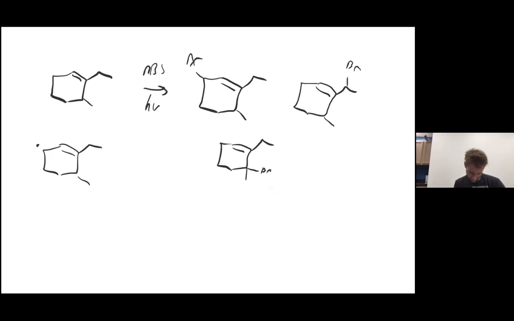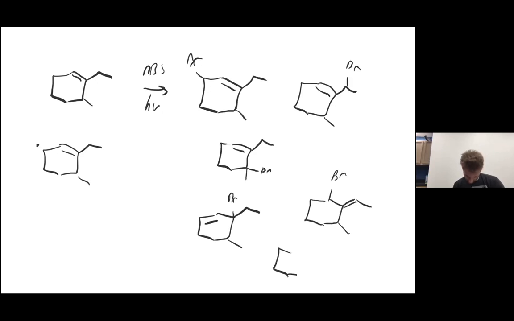So if we shifted the resonance structure for our first one, we would now get a double bond here, a Br. Doing the same thing for the next one, shift our double bond to this position, giving us the radical here. And then for the last one, putting our bromine in this position. So these are the 6 possible products from these.